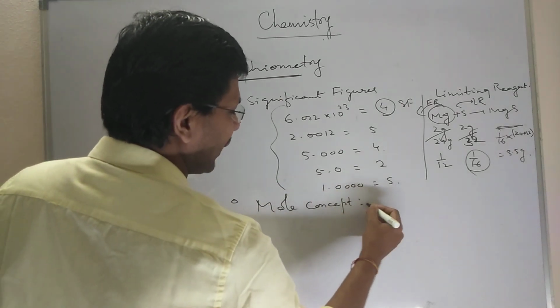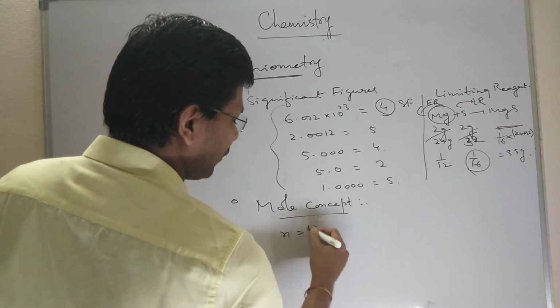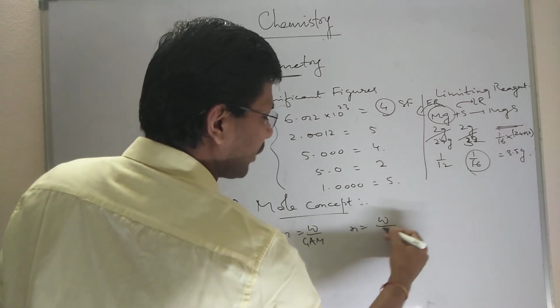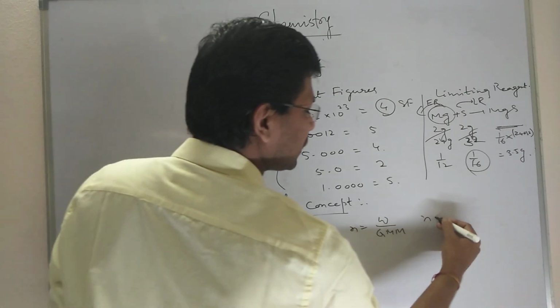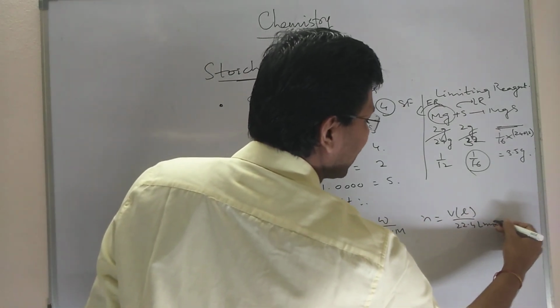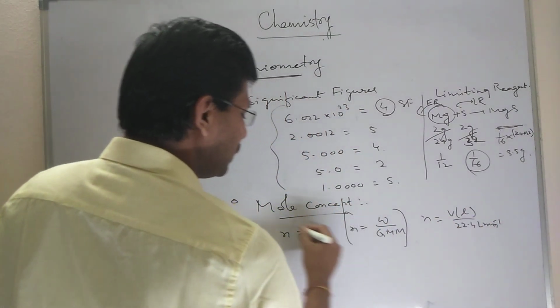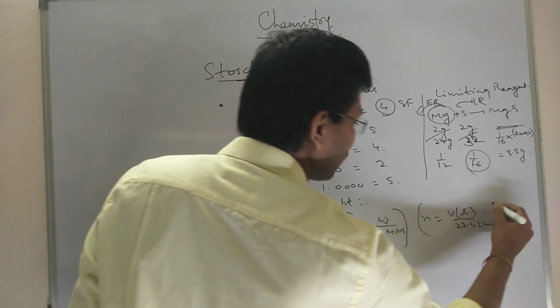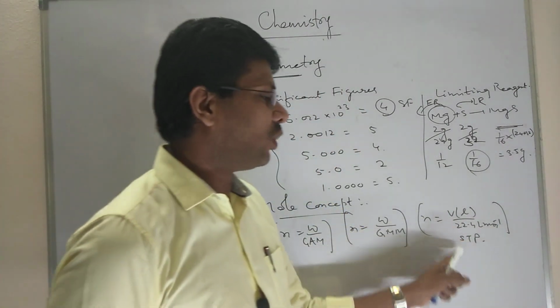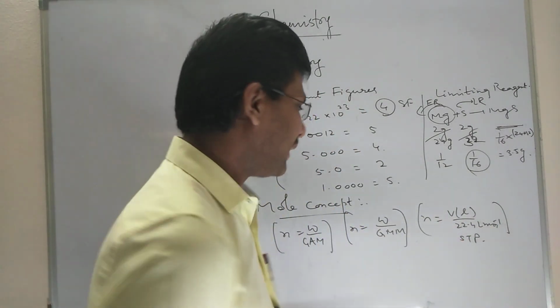Mole concept, how to find mole. Mole is the weight by atomic weight or gram atomic mass. Mole is given weight by gram molecular mass. Mole is volume in liter by 22.4 liter per mole. This is for atoms, this is for molecules, and this is for gases at STP, because any gas irrespective of its nature has a volume of 22.4 liter at STP.